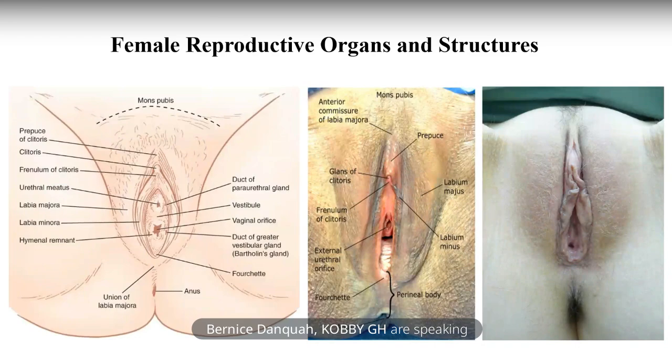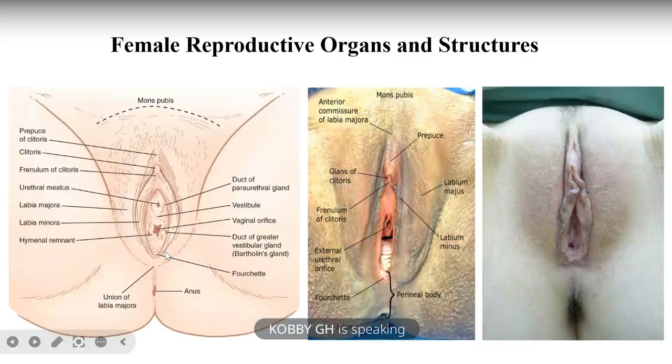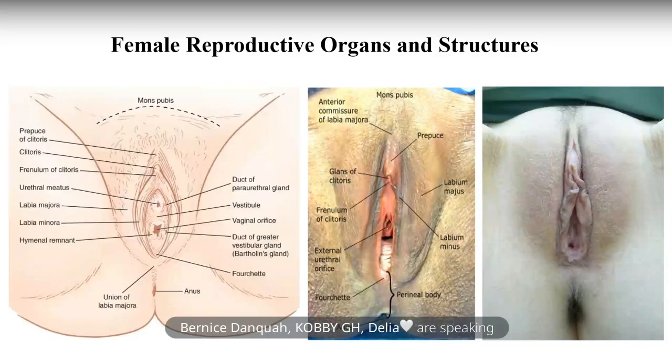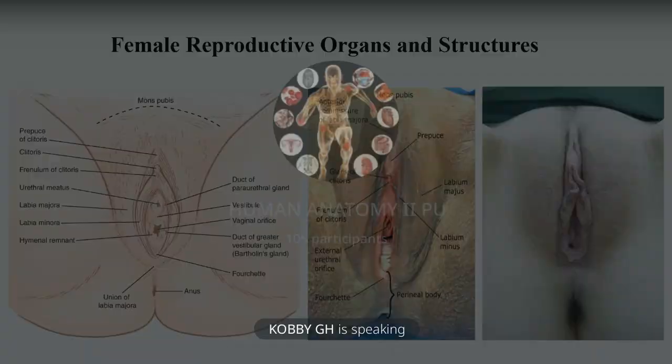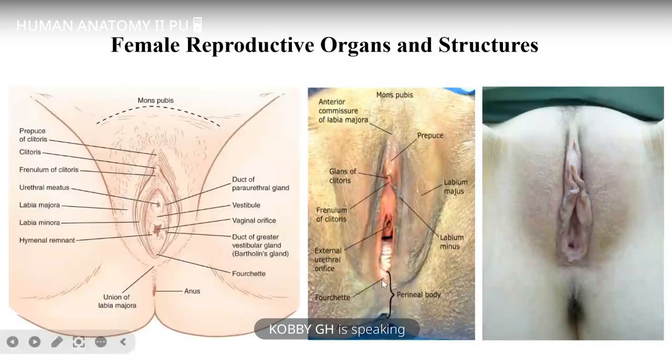Now when they come over here, down this part here, we call it the fourchette. We call it fourchette. So in a diagram, if we point anywhere here, look at this diagram. You see here the down parts, we call it fourchette. And learn how to spell it too.